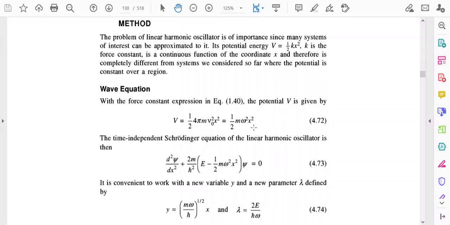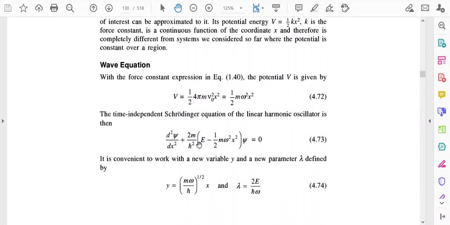Now we all know the expression for the Schrodinger equation. If we put the value of the potential energy in the Schrodinger equation, then the time independent Schrodinger equation will look like this: d square psi by dx square plus 2m by h cut square into E minus V, where V is half m omega square x square, into psi is equal to 0. This is the time independent Schrodinger equation.